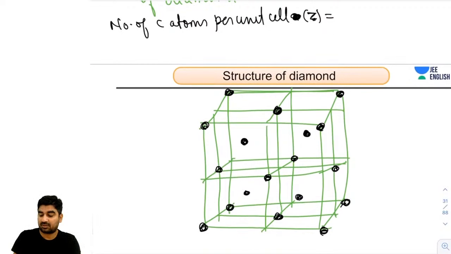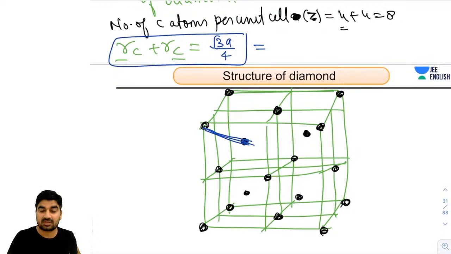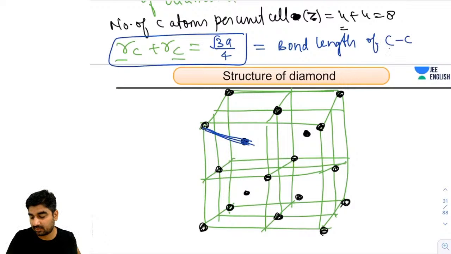So for FCC we have 4, and 4 more makes 8. These 4 are corner plus face center and these other 4 are for the tetrahedral void. And if somebody asks you what is the RC plus RC? So here these are touching. So RC plus RC would be root 3a by 4. So this RC plus RC we can also call the bond length of the CC bond. Right?